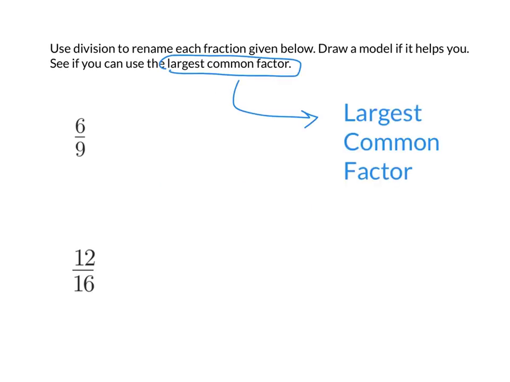Here we have 2 fractions, 6/9 and 12/16. Go ahead and write those 2 fractions in your notebook. Write them on top, right next to each other is fine, but leave a little bit of space. We want to rename these. We want to compose or decompose.